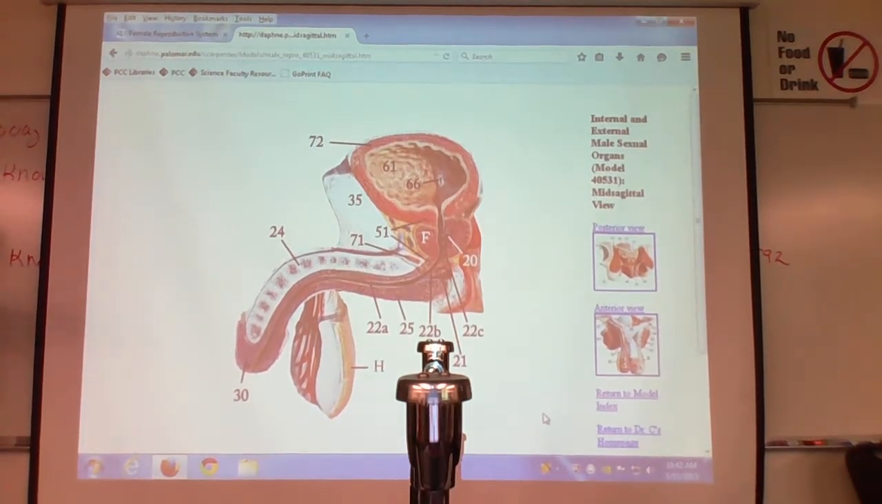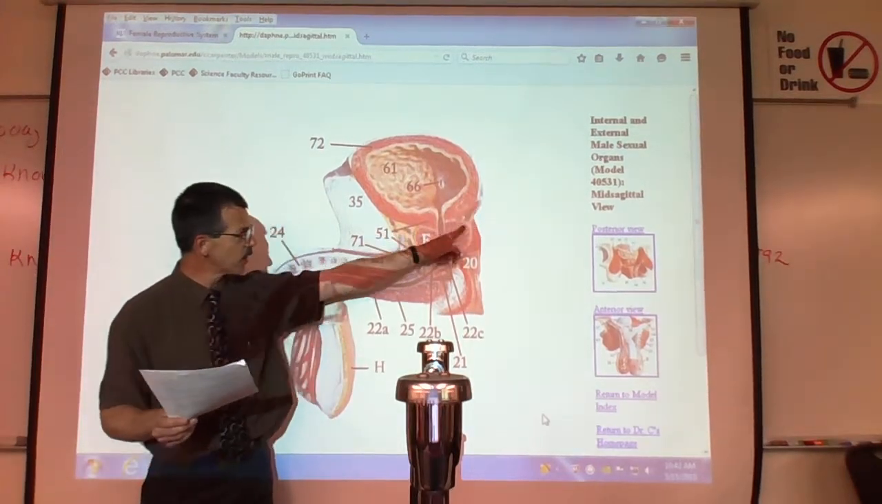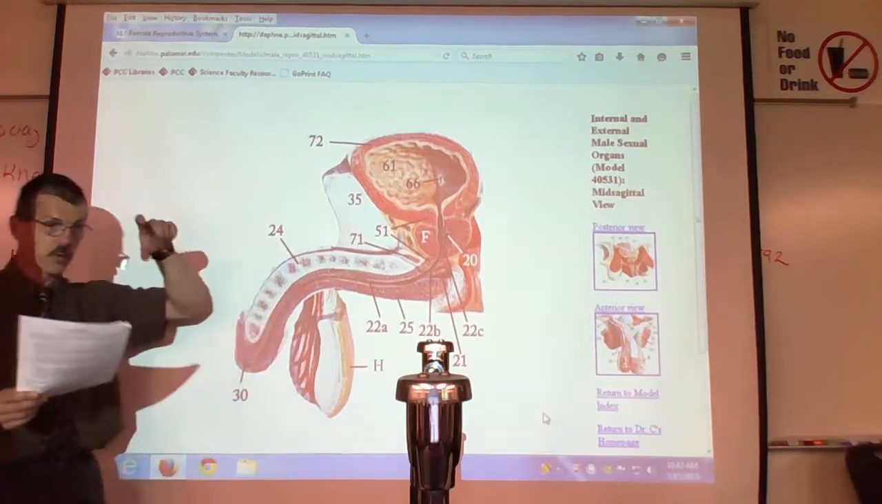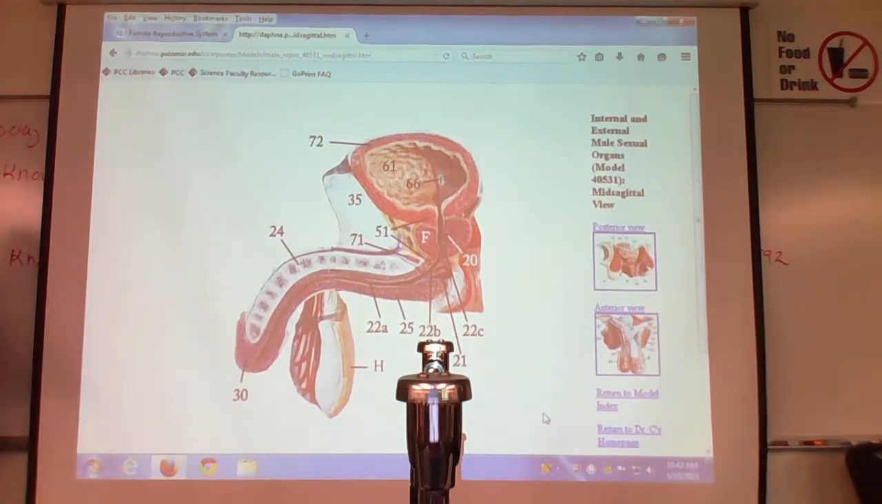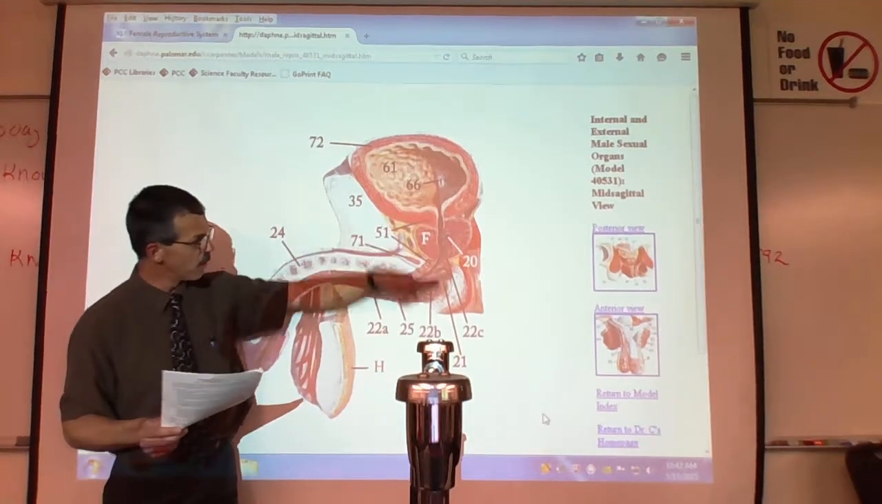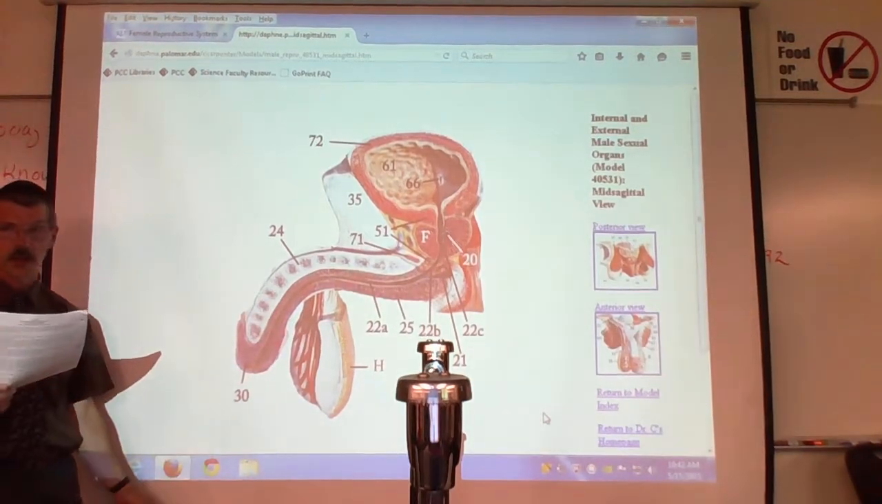The ejaculatory duct. Tube 20 is the ejaculatory duct from the seminal vesicle into the urethra through the prostate. That little tube, there's one on each side. That's number 20. Then you're in the prostate, which is F. You're now in the urethra. Bulbar urethra is 21, and you're heading out the spongy urethra out the penis.